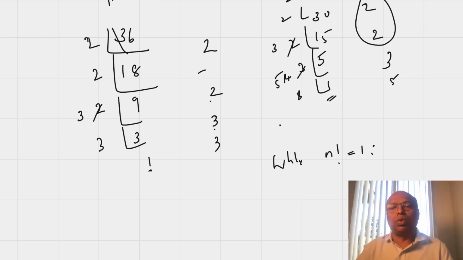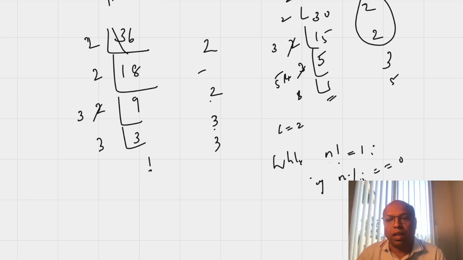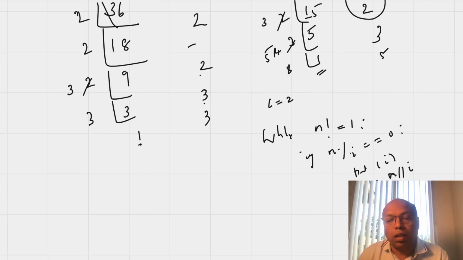Therefore, I is 2. If n mod I is equal to 0, what is the meaning of this? It is dividing, right? Then I can print the I. After printing the I, what did you do? You divided the number by 2. Therefore, the number became n is equal to n divided by I. Then continued it. Now, if it is not dividing, what did you do? You went to the next number. I is equal to I plus 1. That's what it did. How long repeated? Till the number becomes 1.